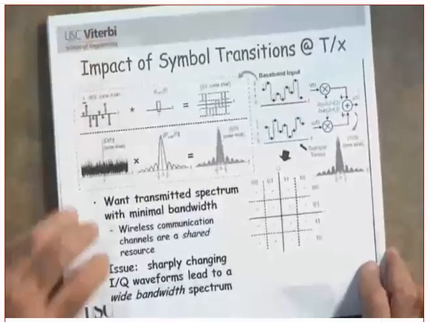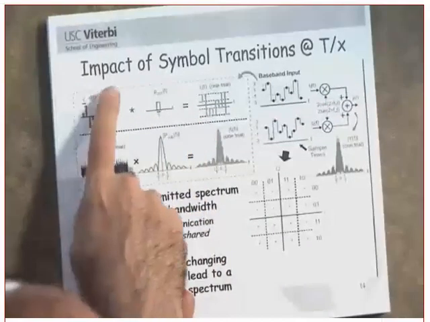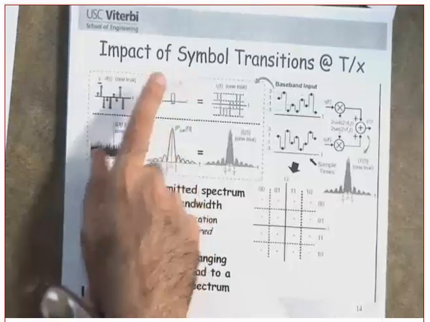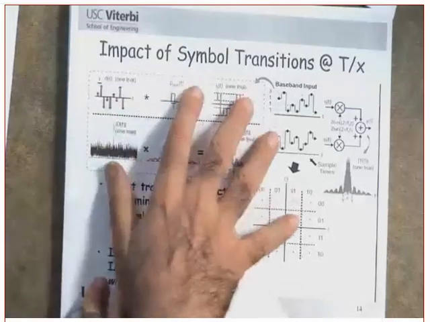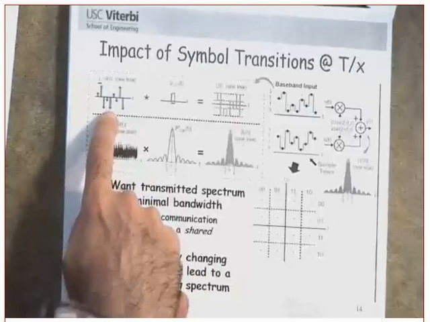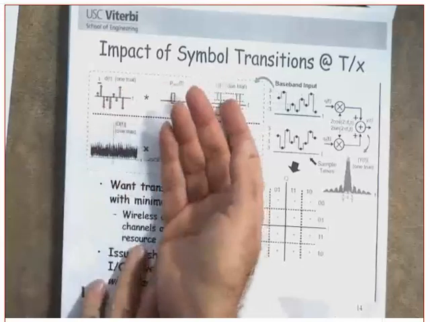Help me now. What do we have here? I want you to understand the impact of the symbol transition at the transmitter side. By the way, all of this is an approximation. So I need you to understand. What is this? This is the data, a sequence of plus or minus one. Did you get my point or not?